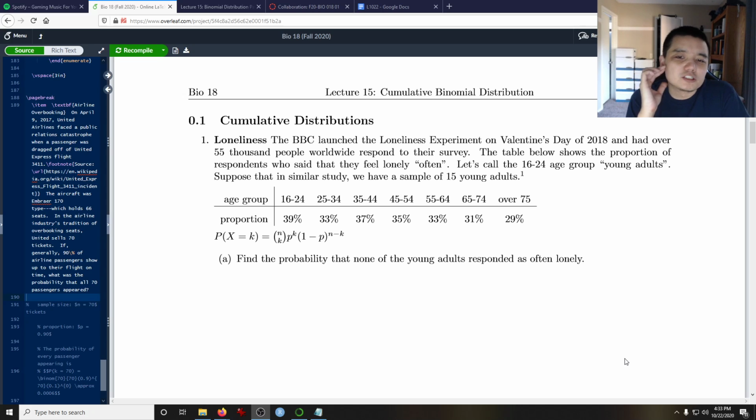The BBC launched the Loneliness Experiment on Valentine's Day of 2018 and had over 55,000 people worldwide respond to their survey. The table below shows the proportion of respondents who said that they feel lonely often. Let's call the 16 to 24 age group young adults. And suppose that in a similar study, we have a sample of 15 young adults.